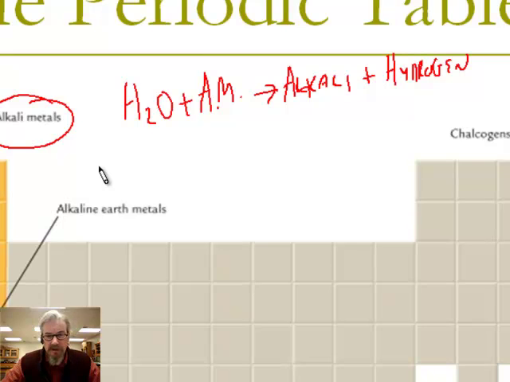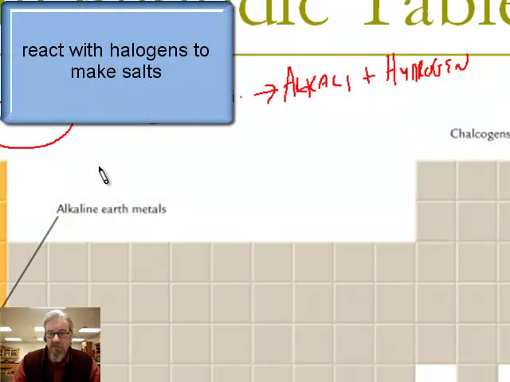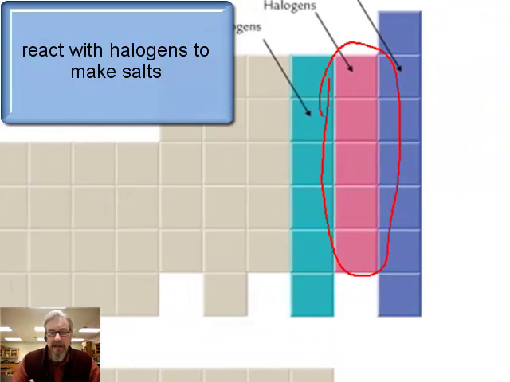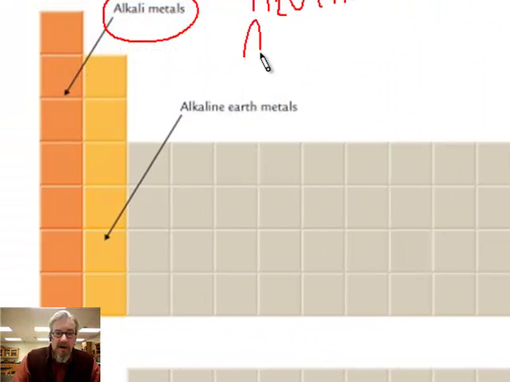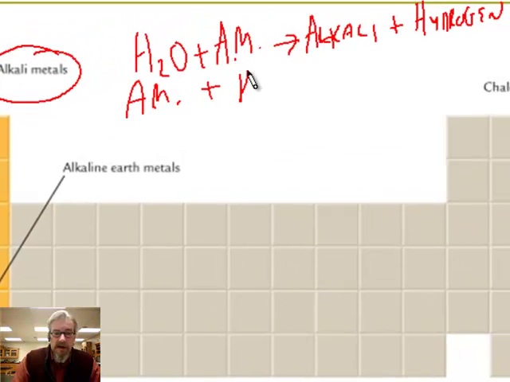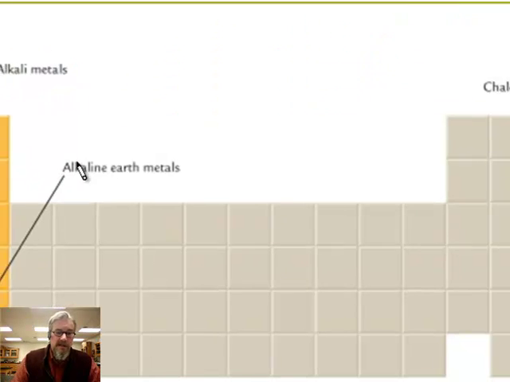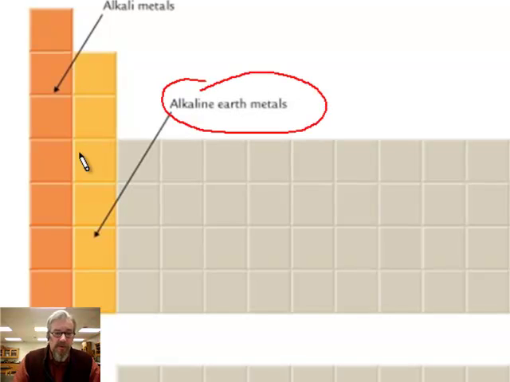And another characteristic is they react with the halogens, the 7th column over here that we're going to look at later, and they make salts. So alkali metal plus halogen makes a salt. And when a chemist says salt, they don't always mean table salt. They mean a characteristic compound that's made from a metal plus a non-metal. Next group that we're going to look at is the alkaline earth metals. Alkaline earth metals are the 2nd column over, right next to the alkali metals.